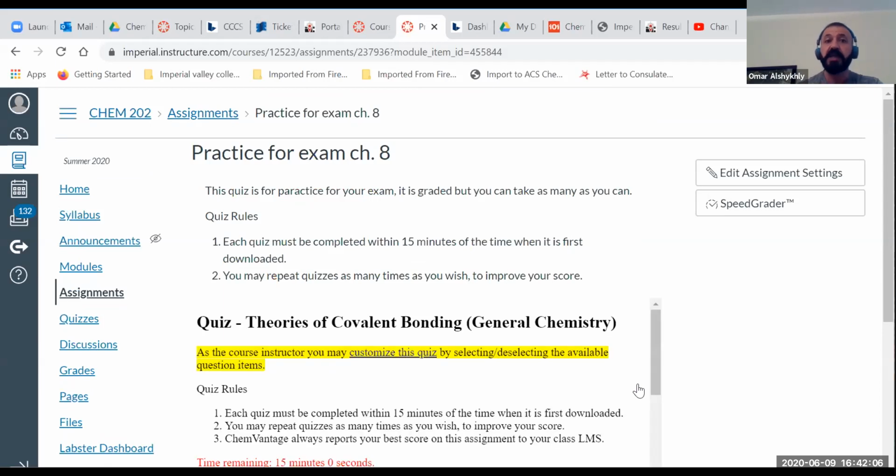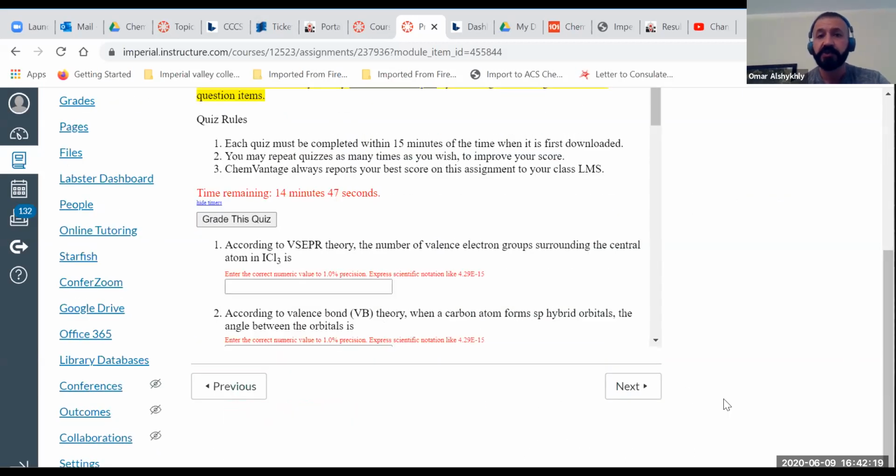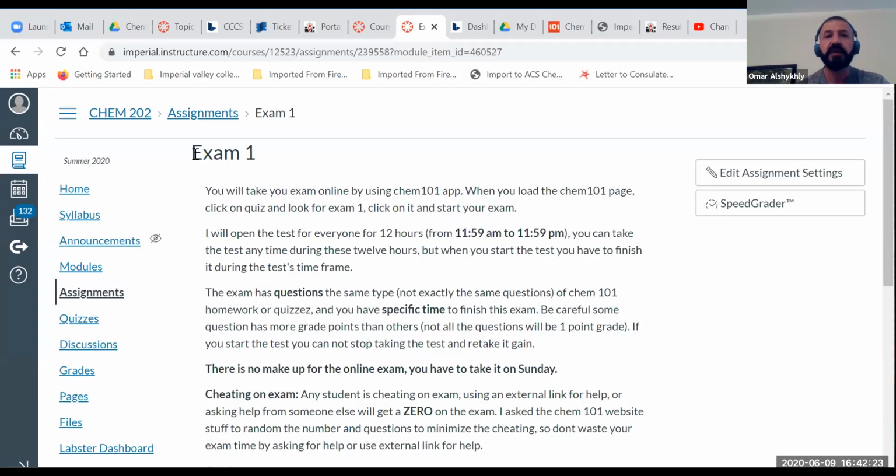It is the same thing. The practice exam, we will do it here in the Canvas, okay? Homework, quiz, and the exam, we will do it on the Chem 101 website. So you're done with the practice, click on next. You will go to the exam 1. Exam 1 will cover chapter 7 and chapter 8.